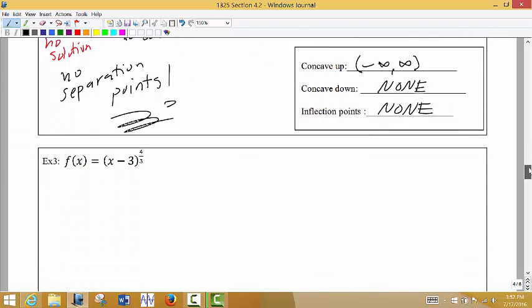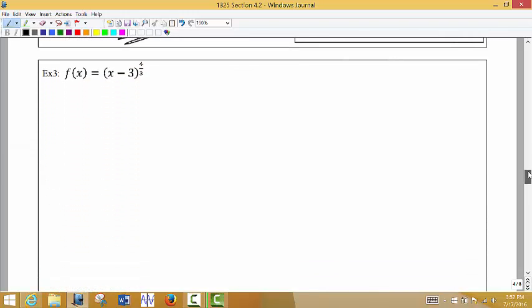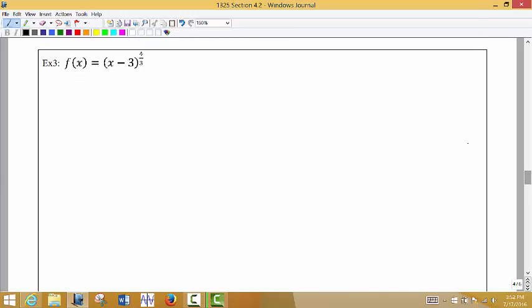Okay, let's look at example 3. Now, for example 3, we need to be careful of something. We need to make sure we know how to take a derivative if we have a group of terms raised to a higher power. So remember that the first step here is to find the first and second derivative. So we don't want to stop at just the first derivative. We want second. So we're going to use the chain rule here.